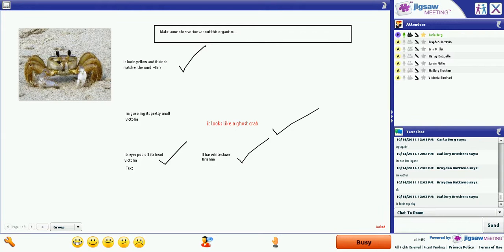Guessing it's pretty small. Okay. We have "It Looks Squishy" from Mallory.